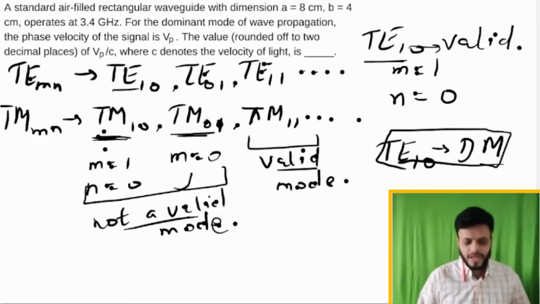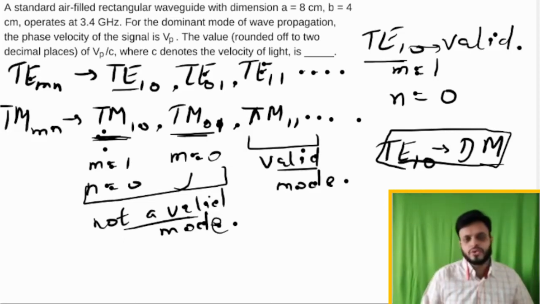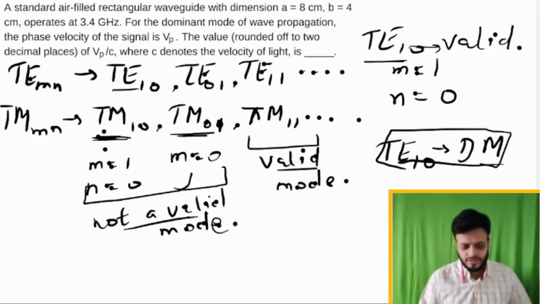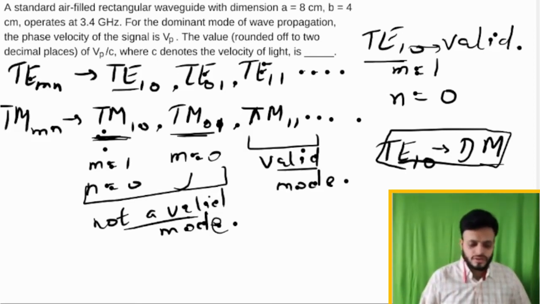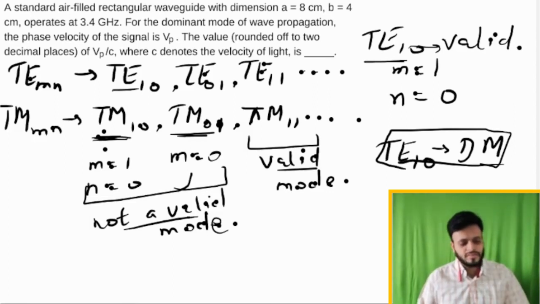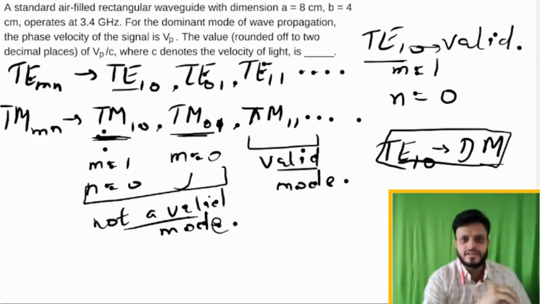Okay. So now let's move ahead. Now we have understood what the dominant mode is. Out of this we need to write the cutoff frequency. First of all, we need to find our cutoff frequency. So how do we find out what a cutoff frequency is? The cutoff frequency is nothing but the minimum frequency that is needed so that a waveguide, which acts like a high pass filter, functions.